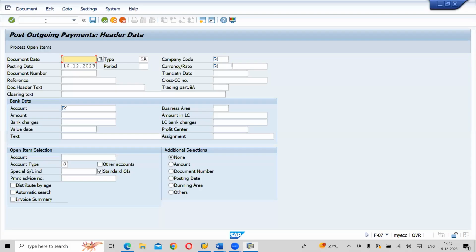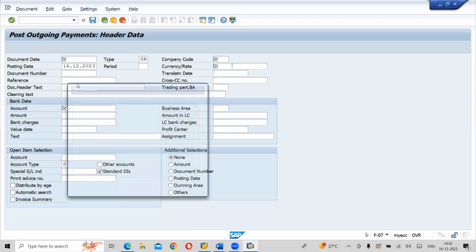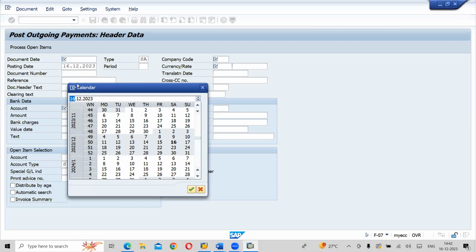Okay. So these are the different date fields. Press F4 in the date field, write down, note. Press F4 in the date field. It displays the calendar.